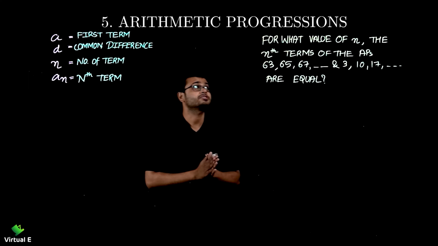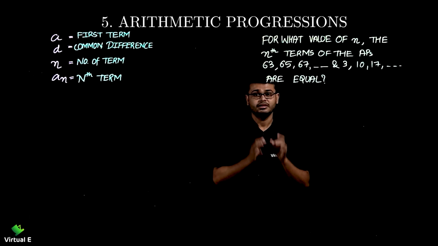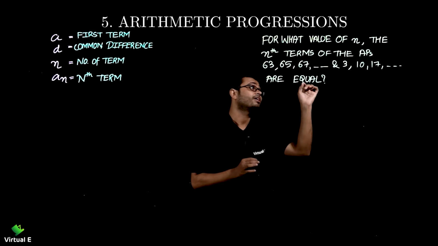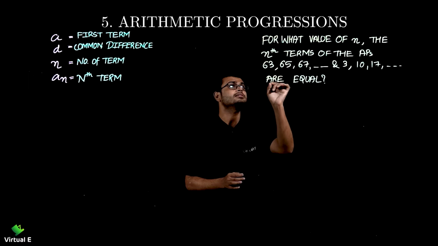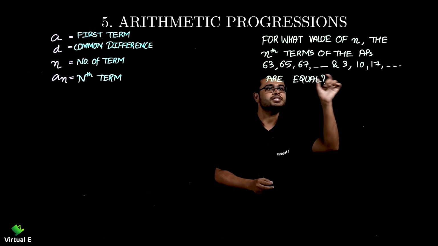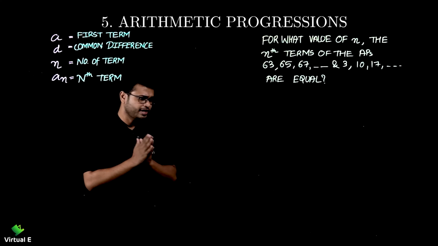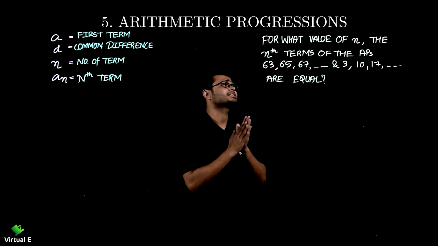Let's read the question first. For what value of n, the nth terms of the APs, this and this, are equal. So it's a little bit confusing. Read one more time, then let's make sense of it.